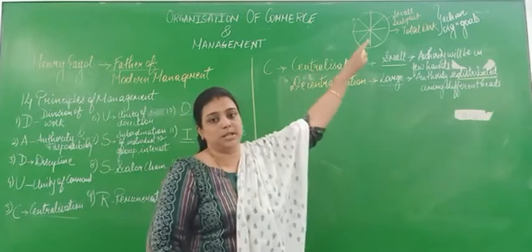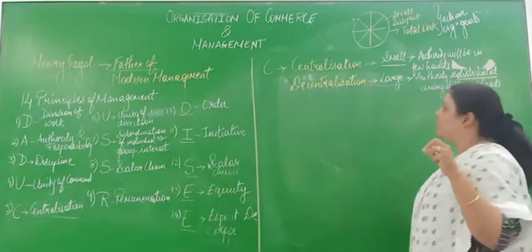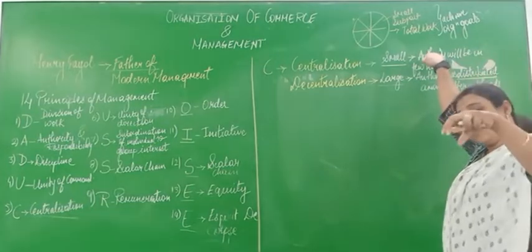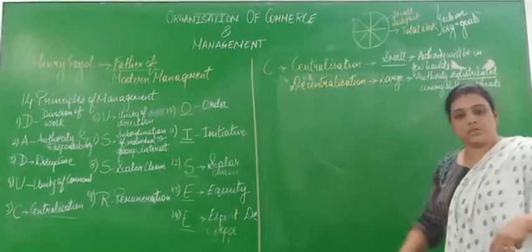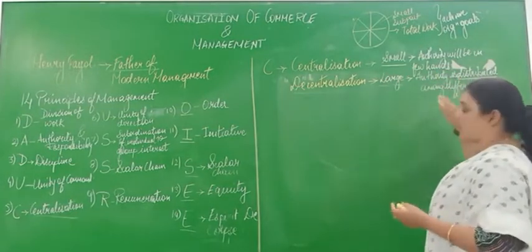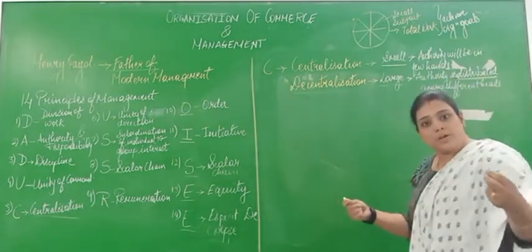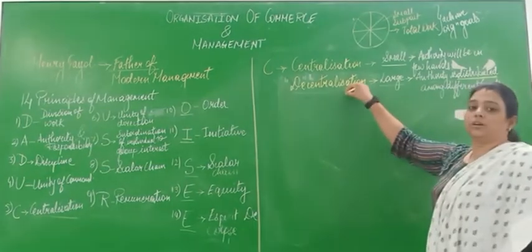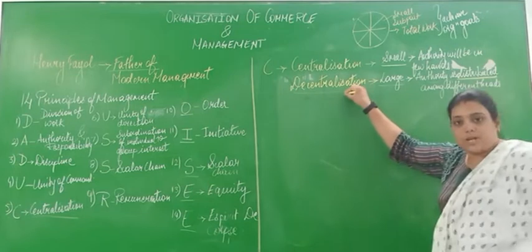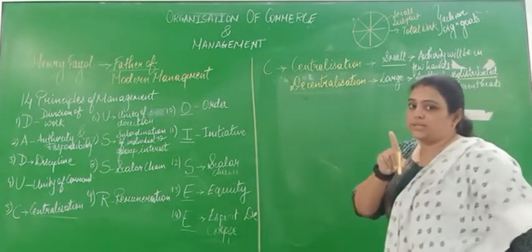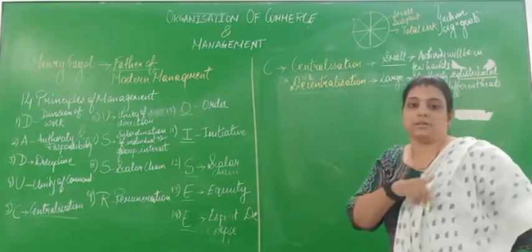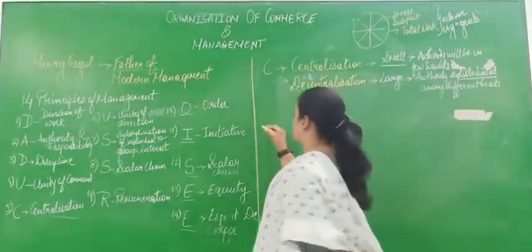Centralization means which has been done in small organization, right? Where the size of the organization is small, the authority is in few hands, and it is known to be a centralized authority. But when the organization is large, the authority is being distributed amongst the different heads, that part is known to be as decentralization, right? So make it note that small organization mein centralization hota hai, aur large organization mein kya hota hai? Decentralization hota hai of authority.